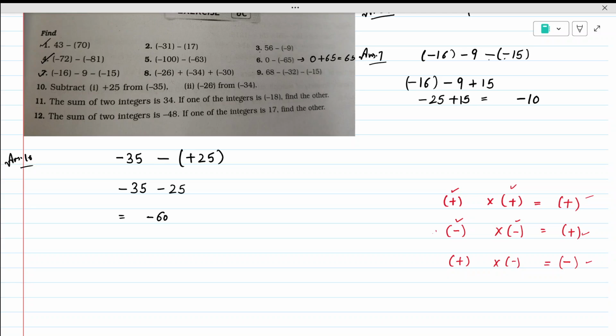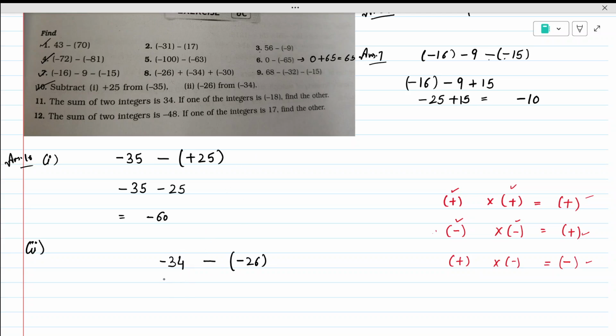Okay. Similarly, you can pick up the second part of it where we have to subtract minus 26 from minus 34. What I am doing here is I am just helping you with the expression. See, we have to subtract what? Minus 26, okay, from minus 34. This is how we should write. Minus 26 should be subtracted from minus 34.